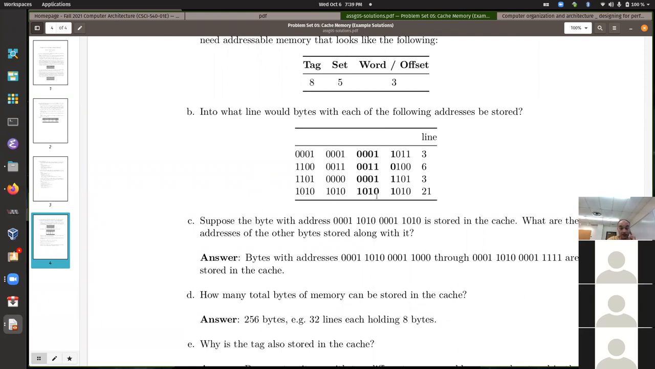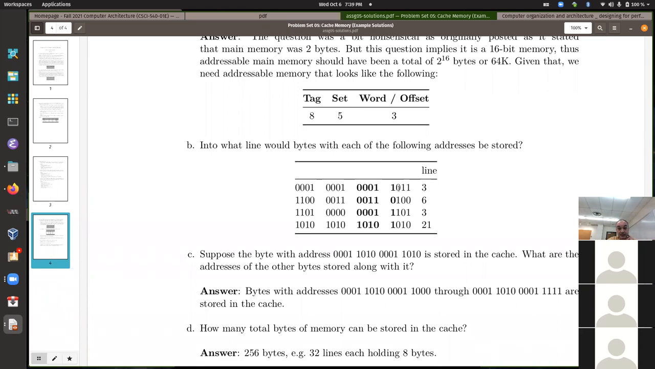There were 25 or 33% of the people who weren't quite getting this one correct. They were doing something that I wasn't certain what they were trying to do to figure out which line. To figure out the line, you have to figure out which bits in these addresses specify the line or the set offset. That's going to be the 5 bits, so not the 3 least significant or the 8 most significant, but the 5 in the middle.